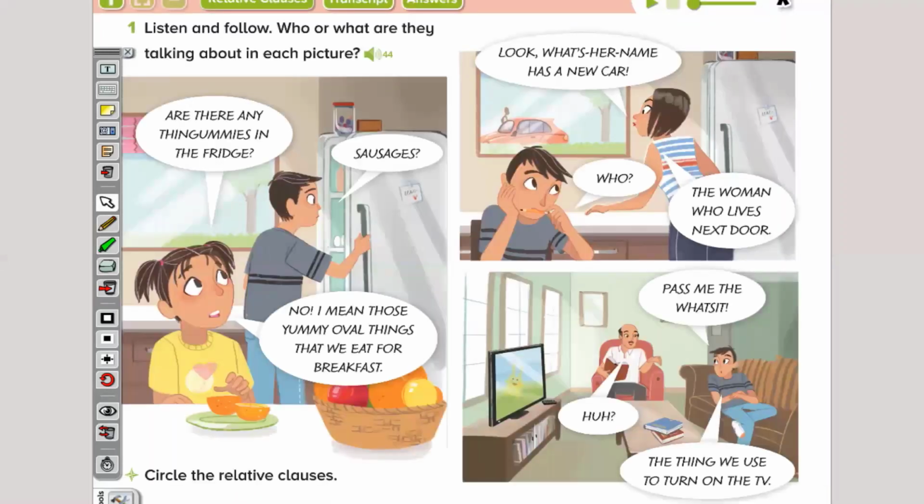Okay, so here we have got a listening part. Listen and follow who or what they are talking about in each picture. Start, please.